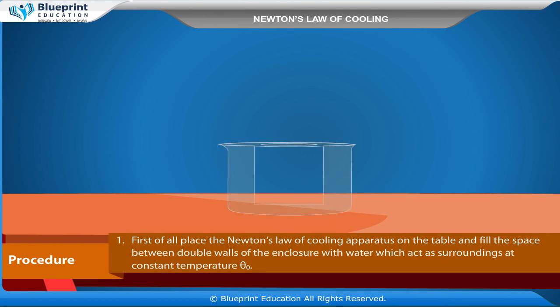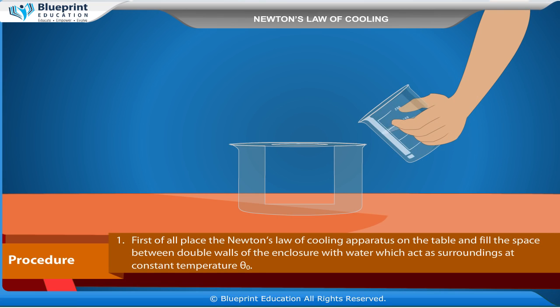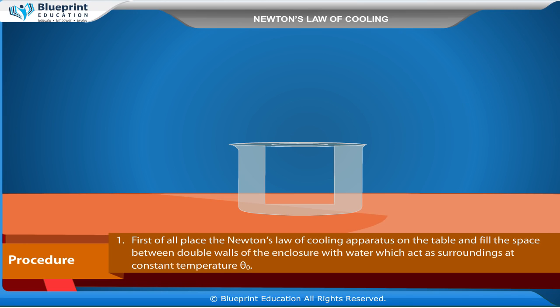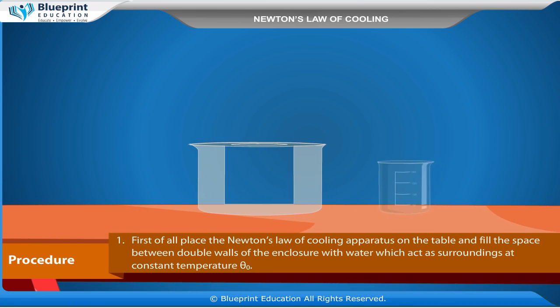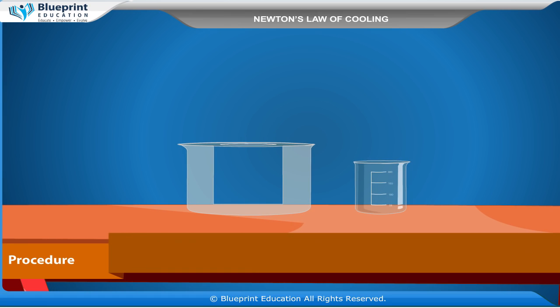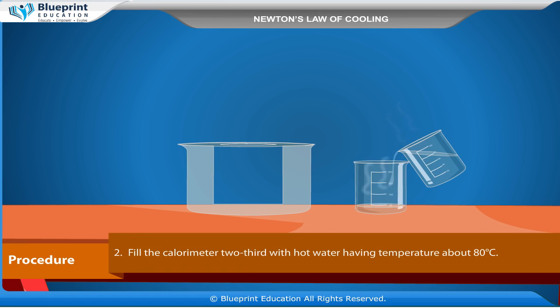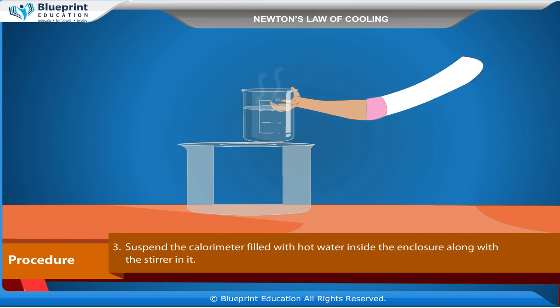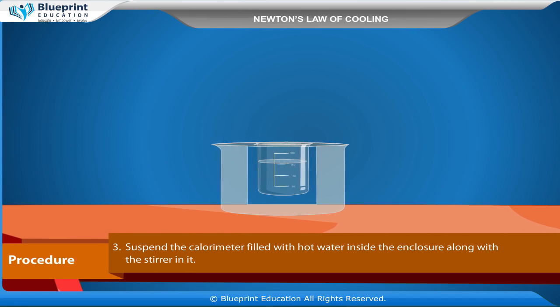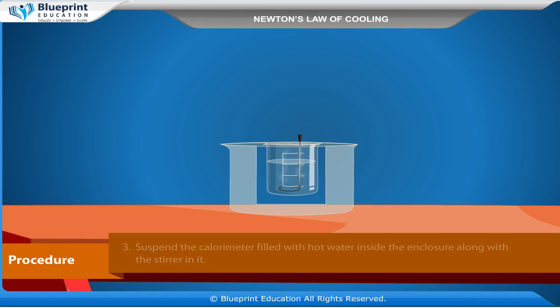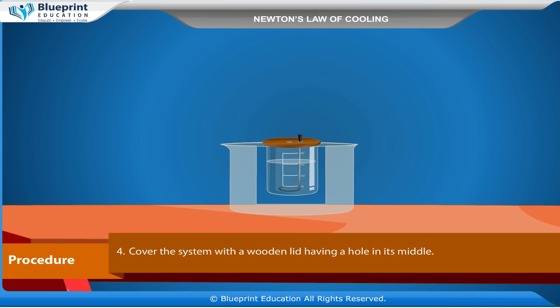Procedure. First of all, place the Newton's law of cooling apparatus on the table and fill the space between double walls of the enclosure with water, which acts as surroundings at constant temperature theta 0. Fill the calorimeter 2/3 with hot water having temperature about 80 degrees Celsius. Suspend the calorimeter filled with hot water inside the enclosure along with the stirrer in it. Cover the system with a wooden lid having a hole in its middle.